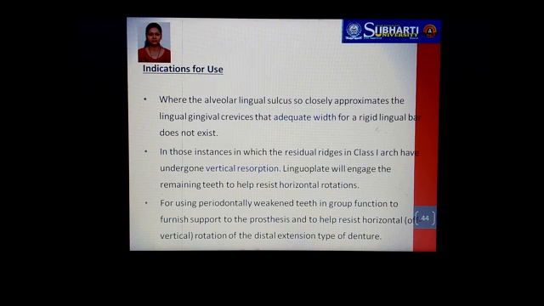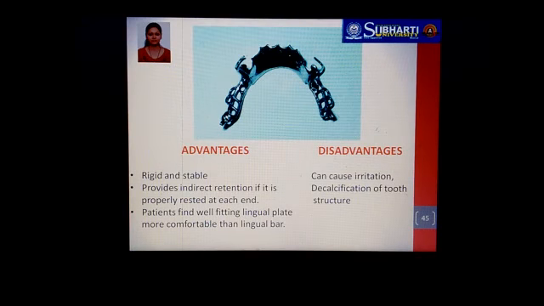So in such cases, when there is a splint effect, the horizontal or detrimental forces that fall on the prosthesis are going to be borne very easily by the remaining periodontally compromised teeth together. So the advantages: because it is extending upwardly, it has rigidity. You can see the width of the plate is more than the lingual bar. It is going to provide indirect retention when the resorption is less, because it will act as a splint on the remaining periodontally compromised teeth.